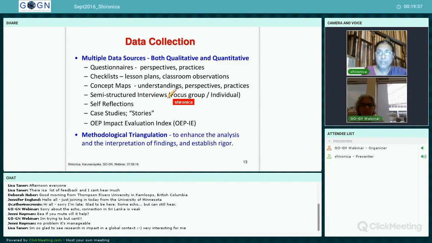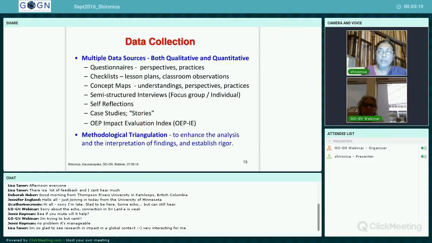Then semi-structured interviews with focus groups as well as individuals, and self-reflections. We encouraged them to write their reflections while they go through the process. And finally, by the end of the process, we compile stories. We call them stories of their journey. We compiled case studies as researchers, and we got the teachers to compile their stories, because this was a collaborative process between both parties, the researchers and the teachers.